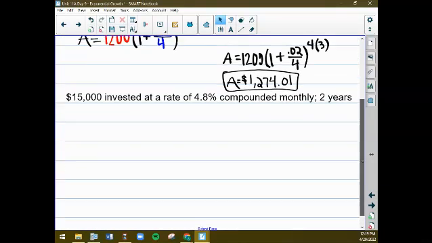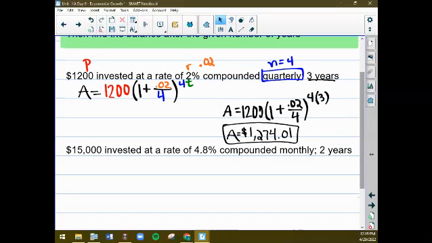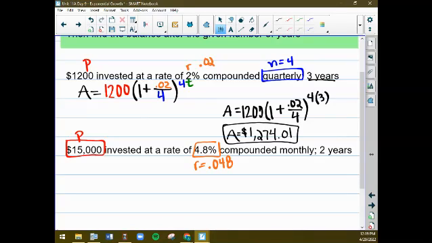So another one. I've put 15,000 invested at a rate of 4.8% compounded monthly for 2 years. Okay, so that 15,000 is my principal at a rate of 4.8%. So r equals 0.048. Compounded monthly means my n is going to be 12. Okay, so I'm going to use that information.